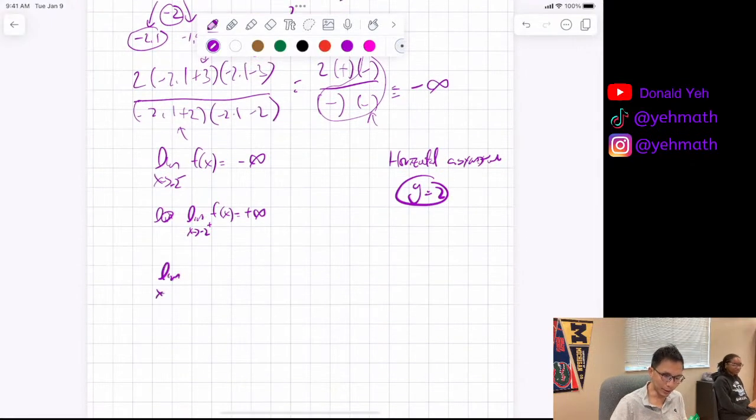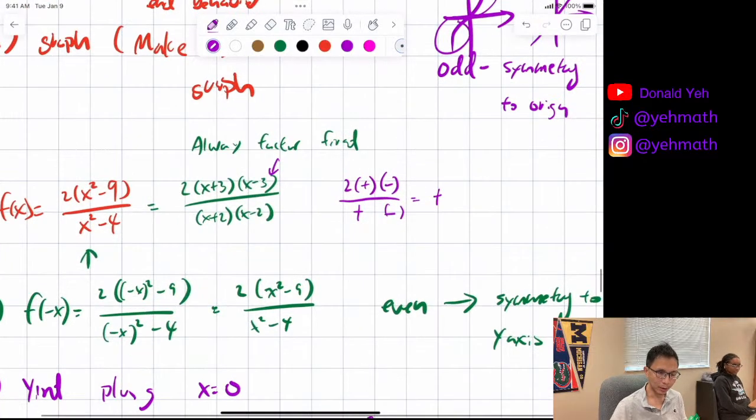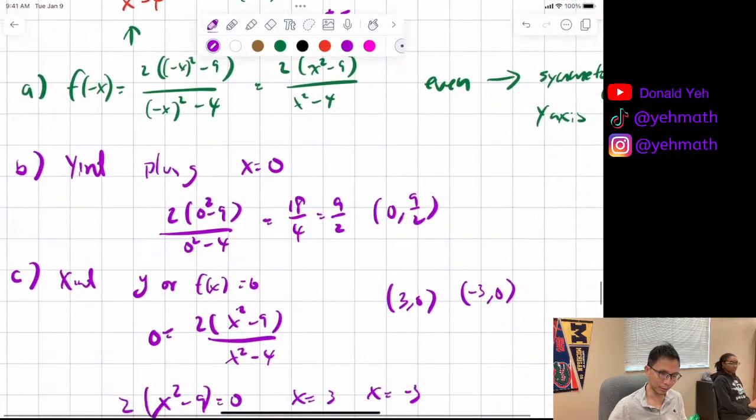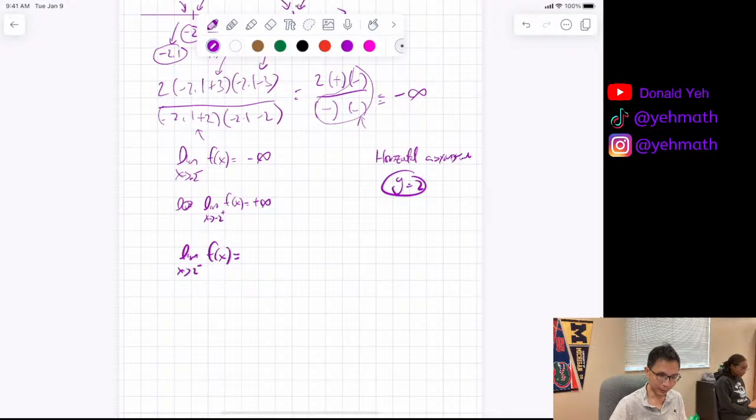So the limit as x approaches 2 from the left side. What do you think it's going to be? Let's eyeball it and see what happens. 1.9 is positive, 1.9 minus 3 is negative, 1.9 minus 2 is negative. So as x approaches 2 from the left side, it's positive, right?